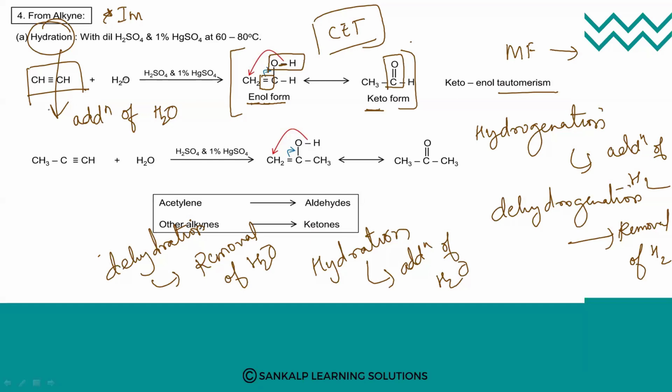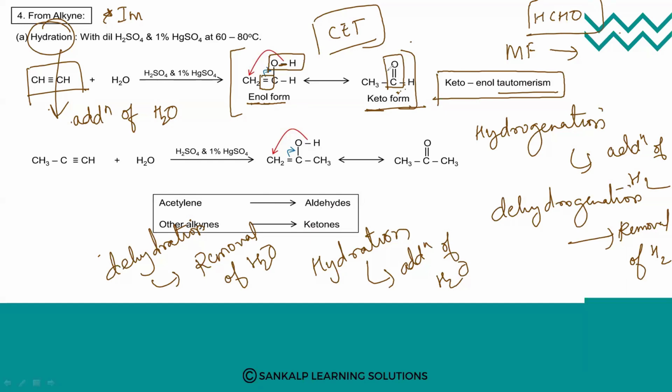When we add a water molecule, it will give you acetaldehyde. It undergoes ketoenol tautomerism and gives the keto form, so it gives acetaldehyde. Similarly, we cannot prepare formaldehyde, HCHO, by this method. So except formaldehyde, we can prepare any aldehyde or ketone.